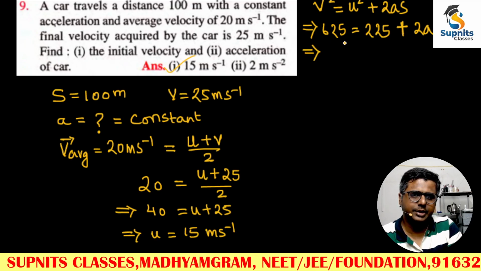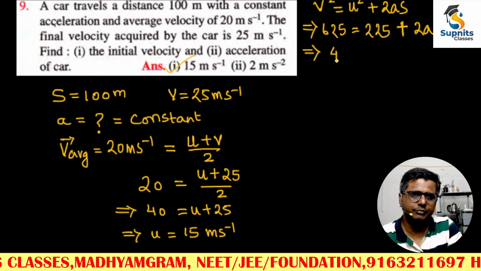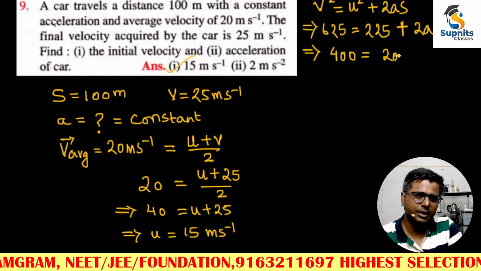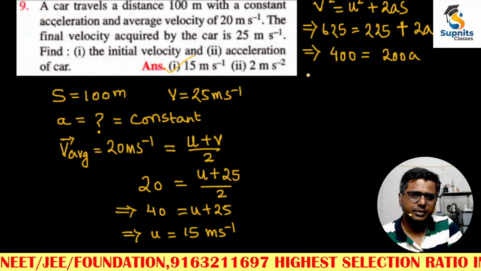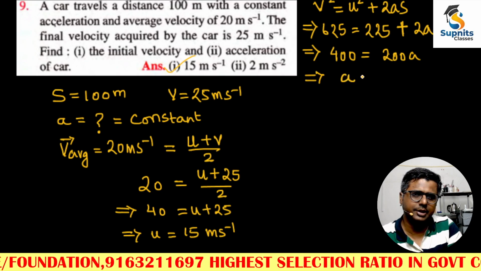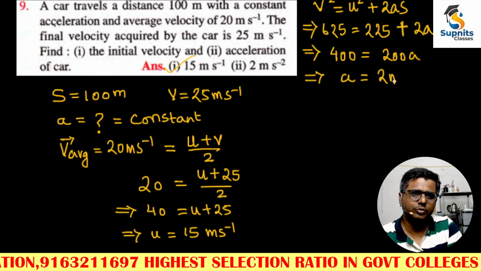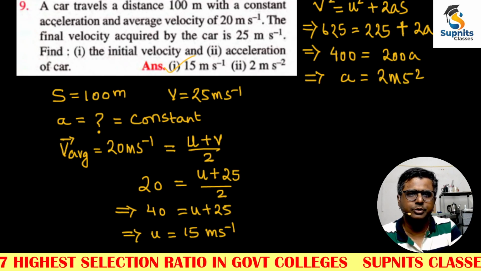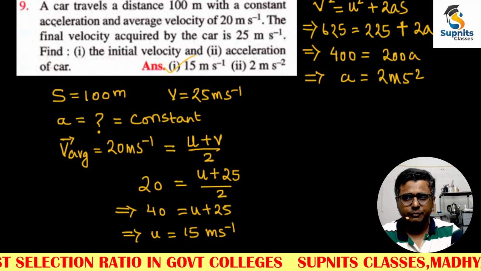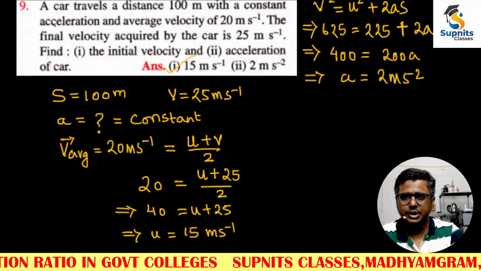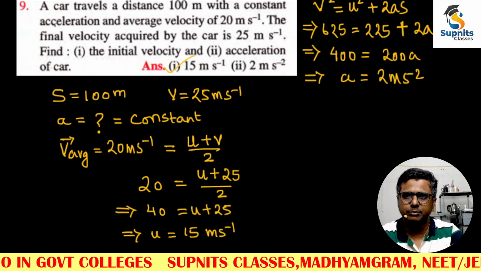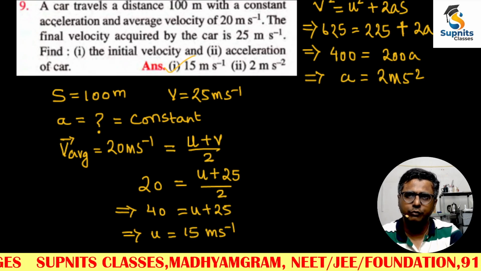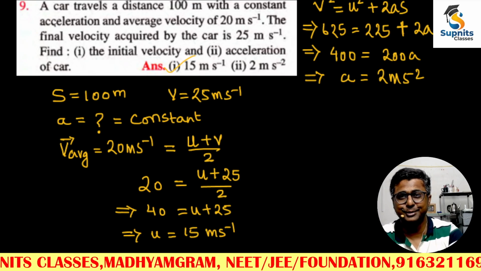625 minus 225 is equal to 400, which is equal to 200 A. So I can easily get A is equal to 2 meter per second square. See, the first 2-3 problems we took some time, but when I am doing the third problem, it is becoming much easier because we are already getting a feel of the motion and also the equations of motion.